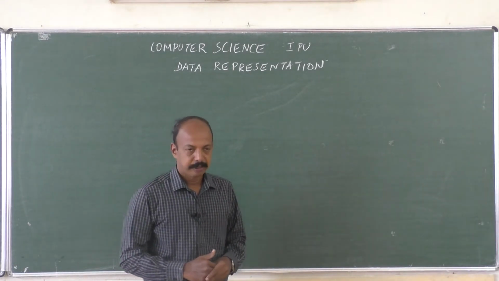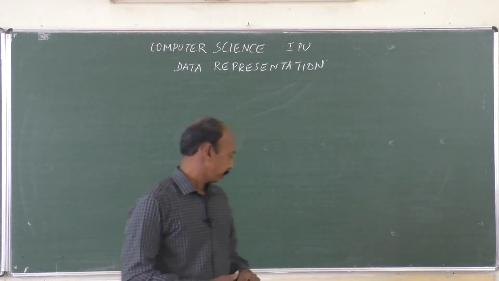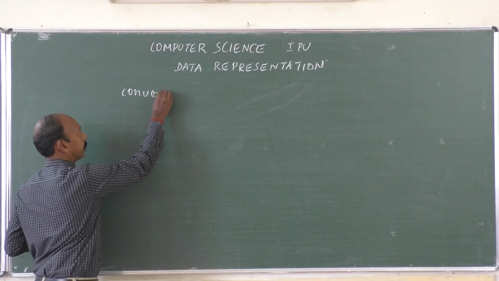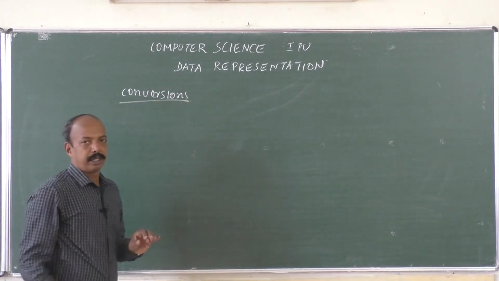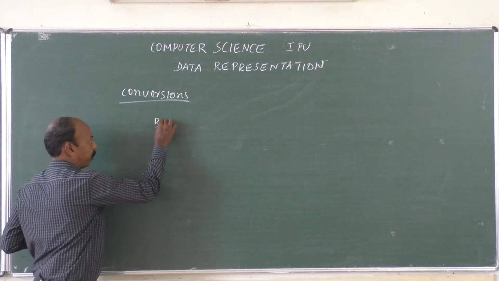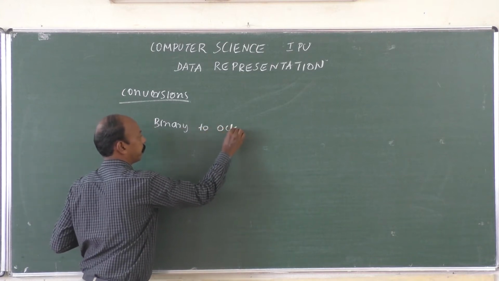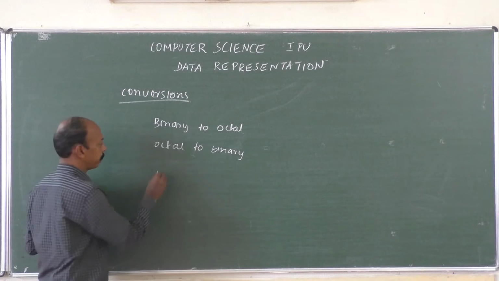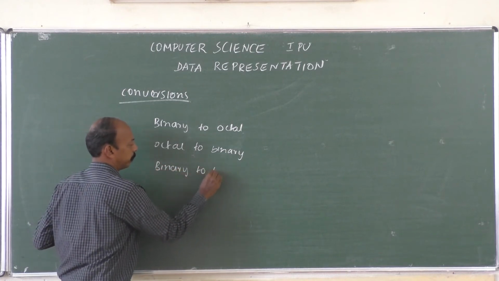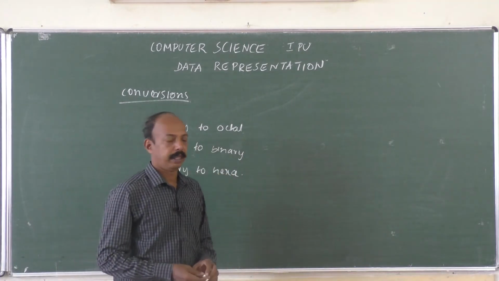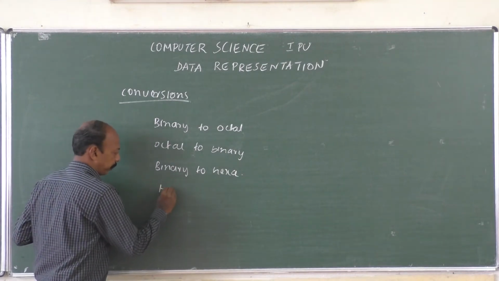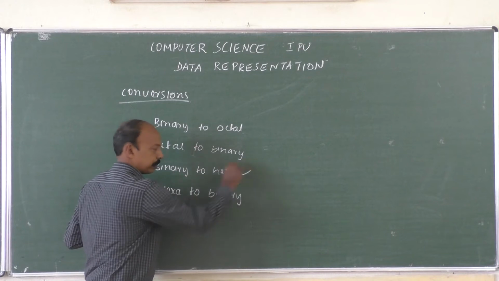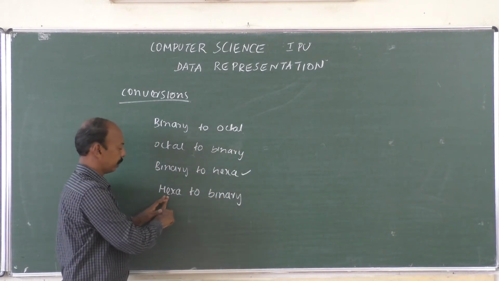Once again, welcome to the online classes. Let us continue whatever we have seen in the last class. In the last class, some shortcut methods we have seen in the conversions. Binary to octal we have seen, octal to binary we have seen, then also we have seen binary to hexadecimal. Today we shall look into hexa to binary. Since we are familiar with this one, it becomes very easy for us to convert a number in hexa to binary.